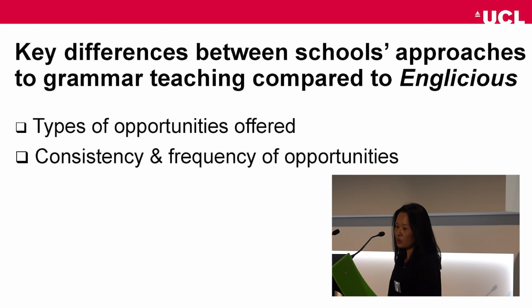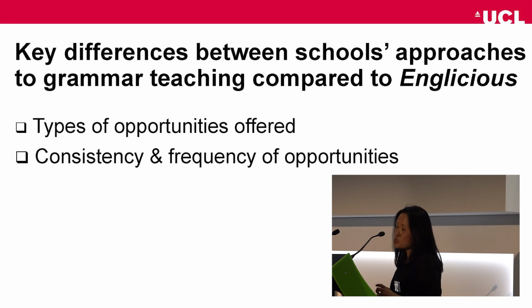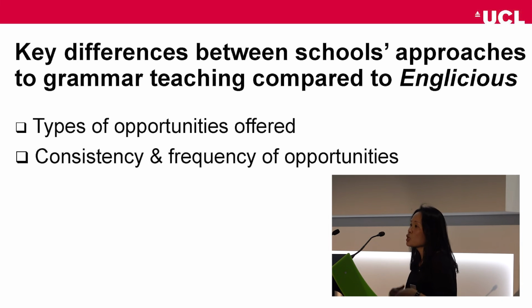So the differences particularly related to the types of opportunities offered as part of teaching and learning about grammar, and also the consistency and frequency of opportunities. So what we saw in the Englicious lessons was that there are consistent opportunities for children to apply their learning through independent writing tasks that happen in every single lesson. In the lessons that we saw happening in the control schools, that didn't seem to be a regular, consistent, frequent feature.